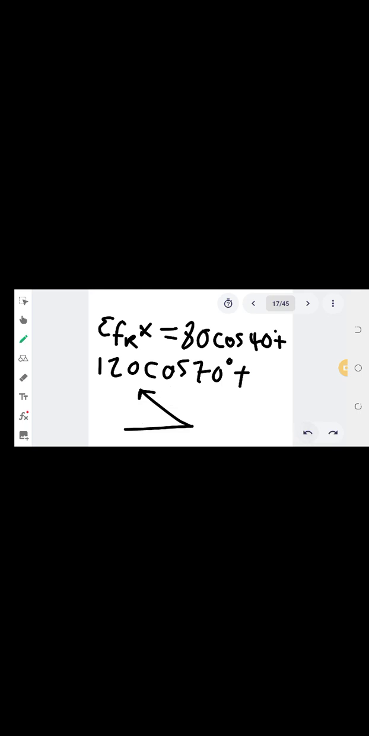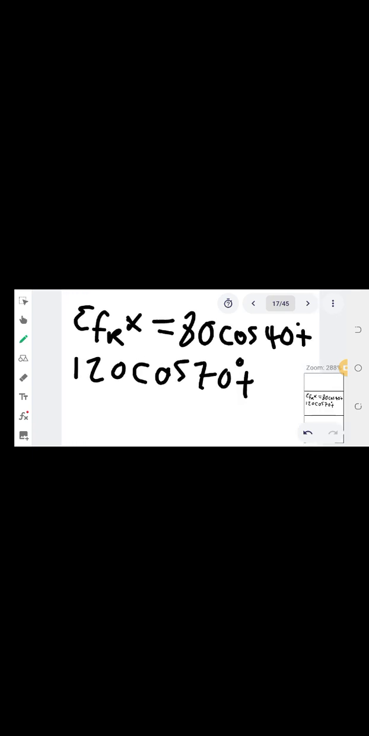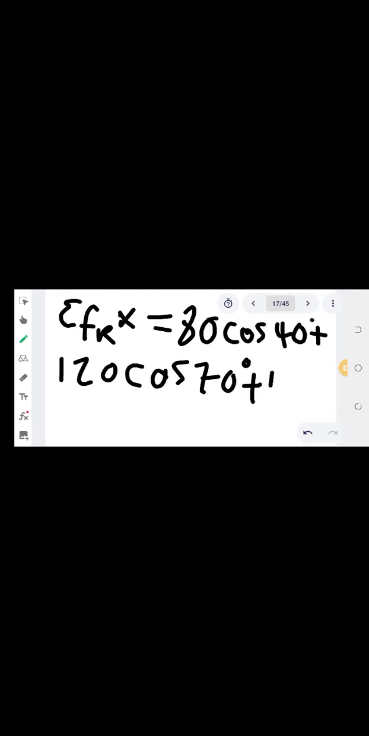So we have plus 150 cos 35. So 150 cos 35 there. But it is supposed to be negative.